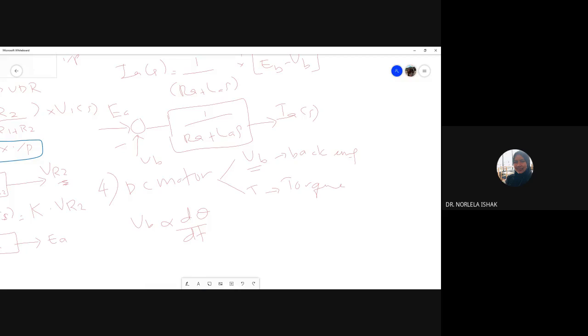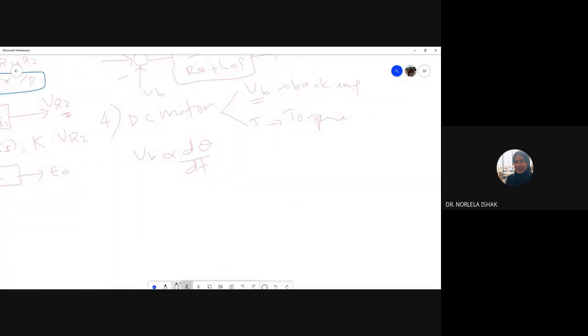Okay, so we take the Laplace transform. So what will we get for this one? We can get it equal to, we come up with one coefficient, meaning we make it KB, and d theta over dt, Laplace transform, we will get this one.